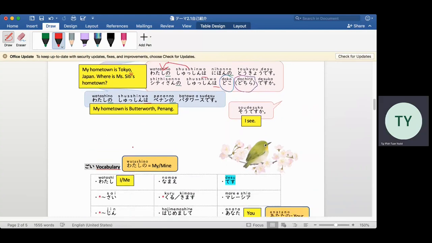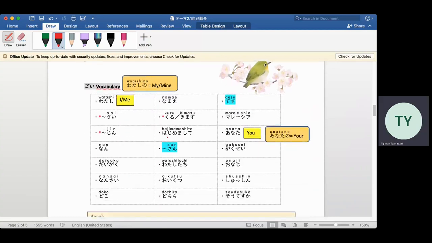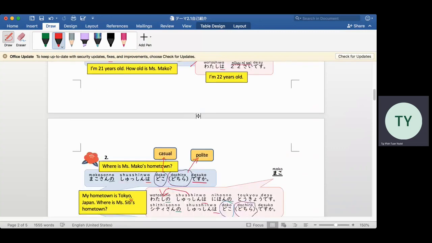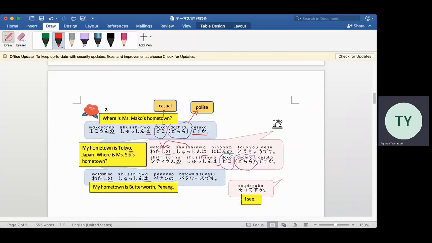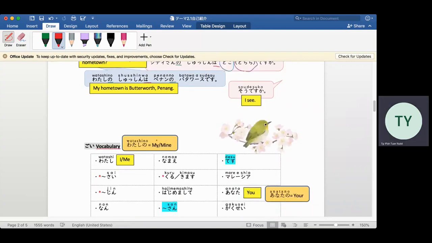Hai. Next, goi. Okay. As for goi, I didn't write the translation because this goi is based on this kaiwa. So you got to find it on your own lah. I just translate verbally. Okay. Watashi, I or me. Depends on the context you translate lah. Okay, watashi is I or me. Watashi no, my or mine. Okay. Bila ada no saja, watashi no changes to my, like my name, watashi no namae. My hometown, watashi no shushin.